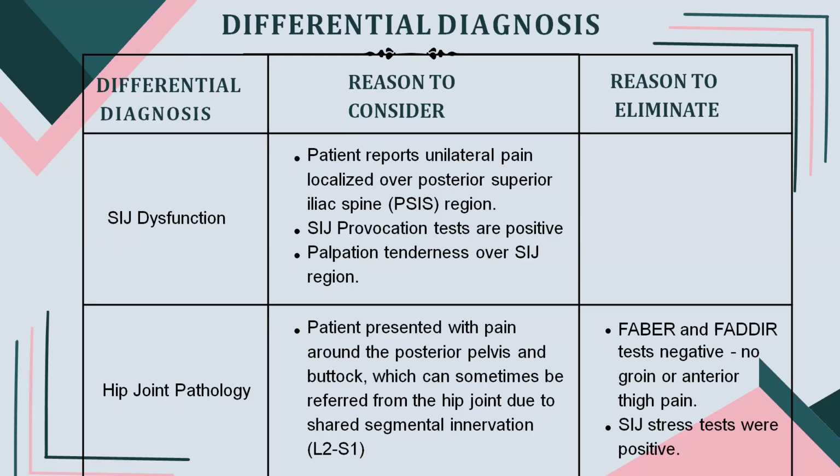In hip joint pathology, patient presented with pain around the posterior pelvis and buttock, which can sometimes be referred from the hip joint due to shared segmental innervation. The reason to eliminate this diagnosis was Faber and Feder test were negative. No groin or anterior thigh pain was observed. SIJ stress tests were positive.